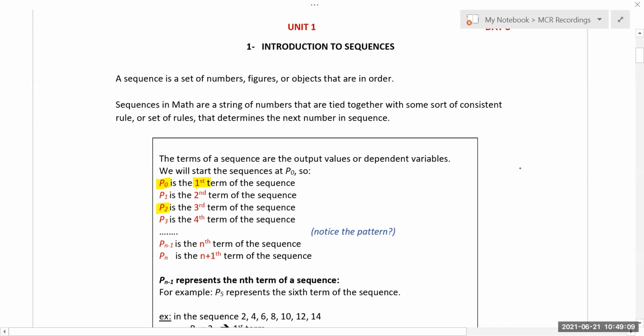So if we have the sequence, a simple 1, 2, 3, for example, P0 is the 1, it's the first term. P1 is the 2, it's the second term. P2 is the 3, it's the third term. So P2 represents the third term, etc. Just note that. If you're being asked for P2, you're not being asked for the second term. You're being asked for 1, 2 iterations of the sequence. So again, just note that. If I'm being asked for P5, for example, I'm actually representing the sixth term in that sequence.